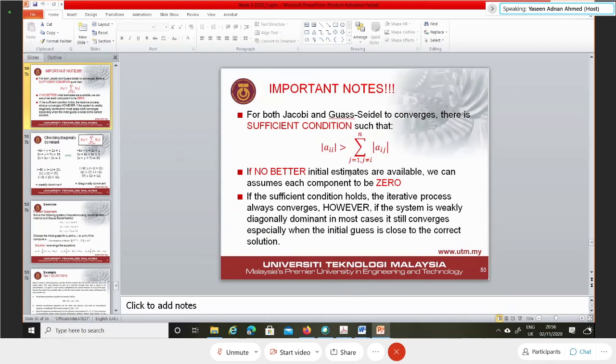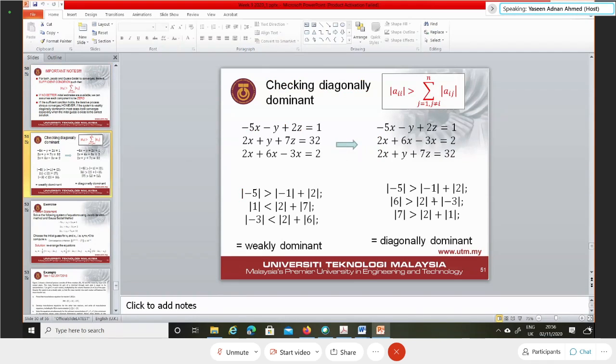Okay, if no better initial estimates are available, it means that if you have a diagonally dominant matrix, it will converge. If it is not diagonally dominant, then there is no guaranteed convergence. So you have to keep that in mind. This one I haven't explained in the video, but it's already in the slide. That's important, because sometimes you might get this small portion in the class test, like 2 marks or something like that.